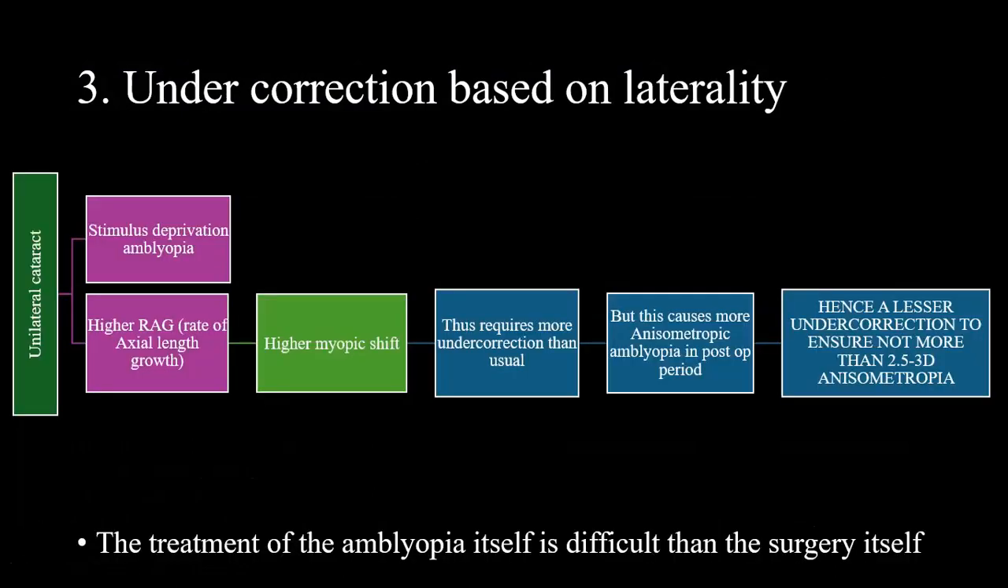And undercorrection based on laterality. Unilateral cataracts always have this concept of amblyopia. There will be a stimulus deprivation amblyopia already in that patient. And we saw that in unilateral cataract, there's going to be a higher rate of axial length growth also. So this is going to lead to a higher myopic shift. So this requires more undercorrection than what we usually do. But if we undercorrect more, this is going to cause anisometropic amblyopia in the postoperative period because it's a unilateral cataract. So hence we have to balance between both, and use a lesser undercorrection to ensure not more than 2.5 to 3 diopters of anisometropia.